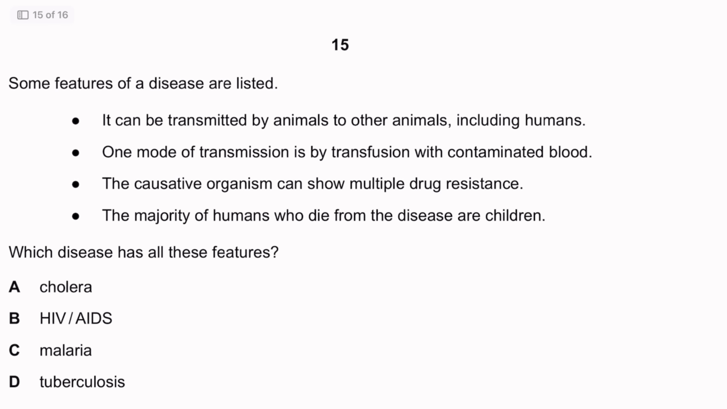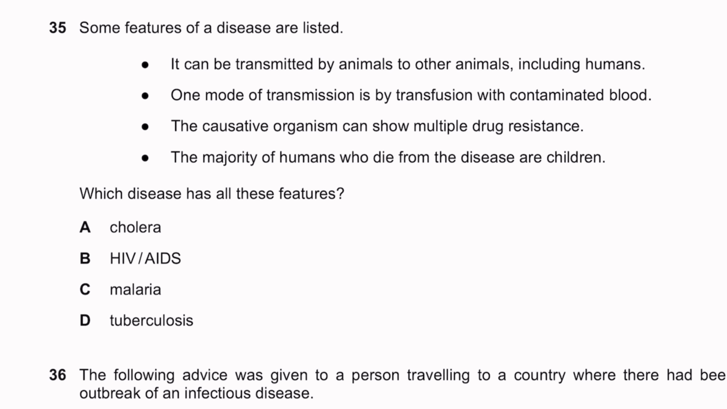Okay. So, some features of a disease are listed. It can be transmitted by animals to other animals, including humans. One mode of transmission is by transfusion with contaminated blood. The causative organism can show multiple drug resistance. The majority of humans who die from the disease are children. Which disease has all these features? So let's look at this.